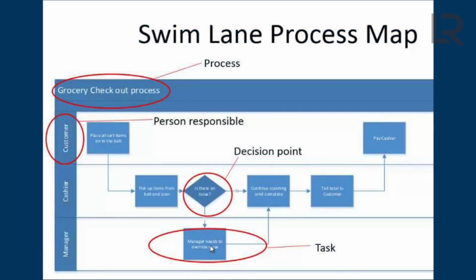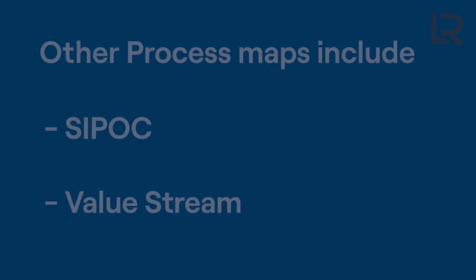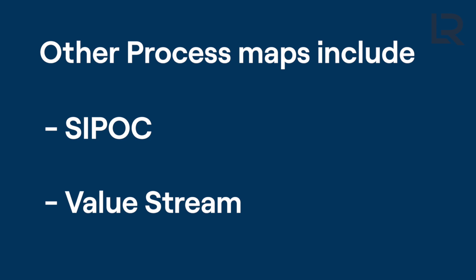Some types of process maps that you may have heard of include the swim lane map as shown in this image. Also, SIPOC, which is an acronym for suppliers, inputs, process, outputs, and customers. And additionally, a value stream map. Each of these are tools to identify flaws in the process of your business.